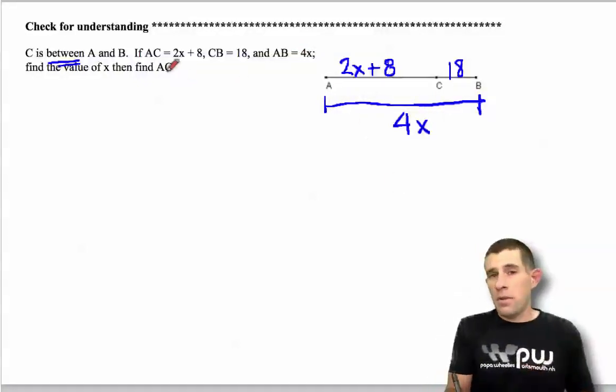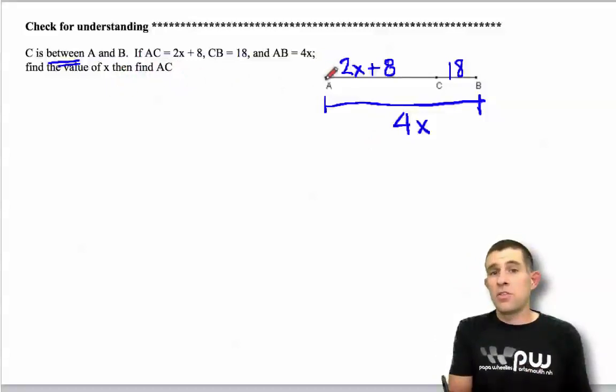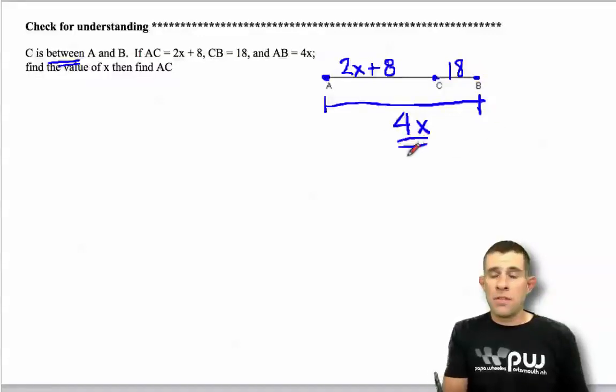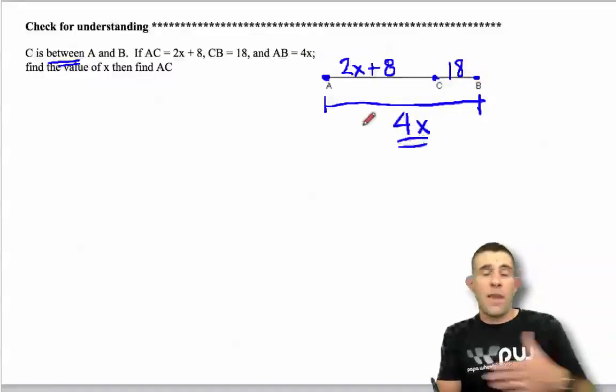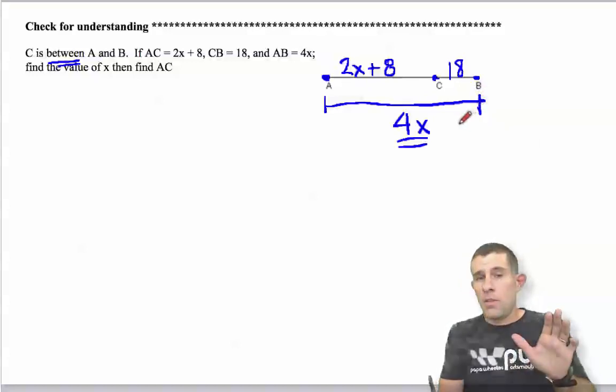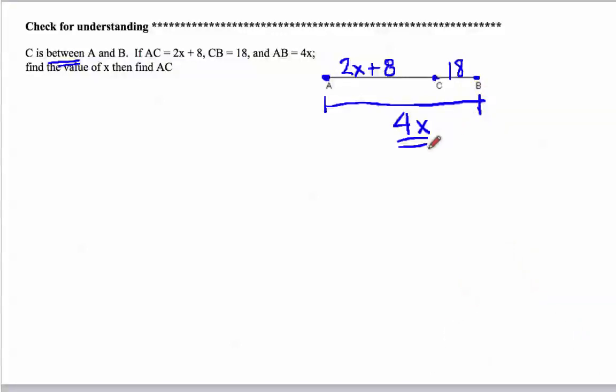We want to use our segment addition postulate, which says the two smaller segments, AC and CB, have to add up to equal the big segment, AB in this case. Go ahead and write an equation and combine like terms and solve for the value of x.